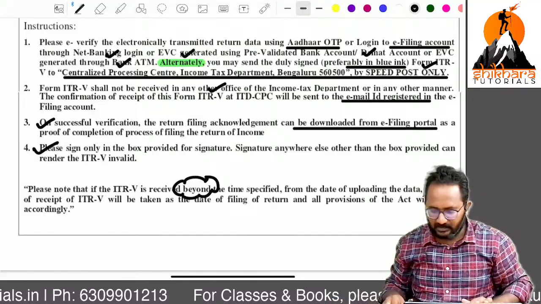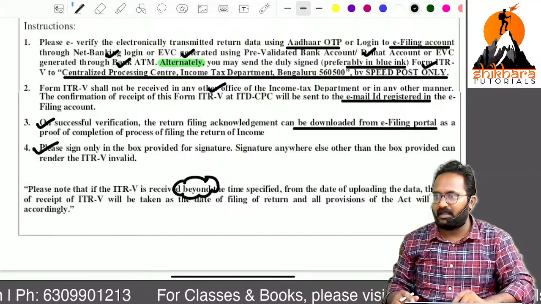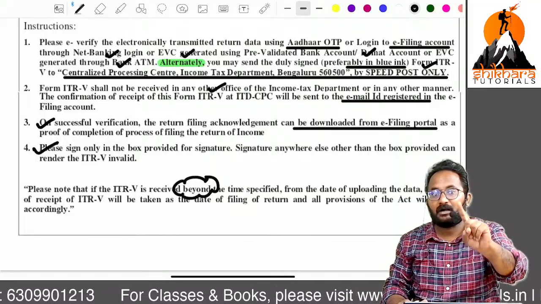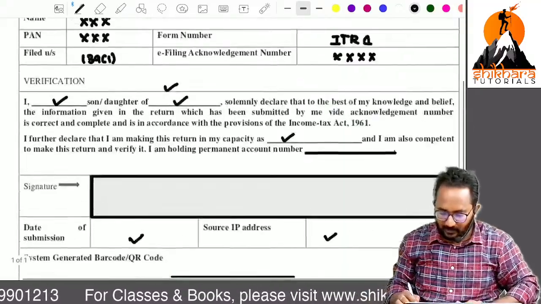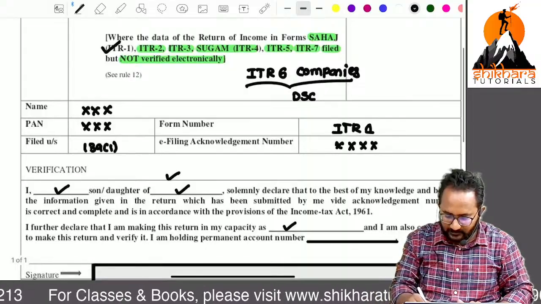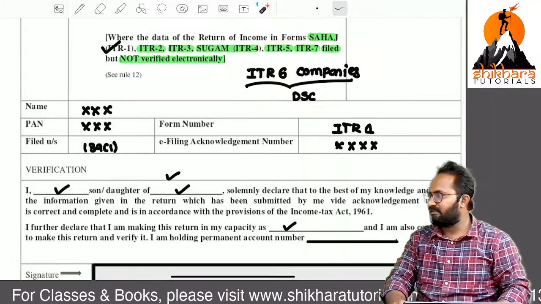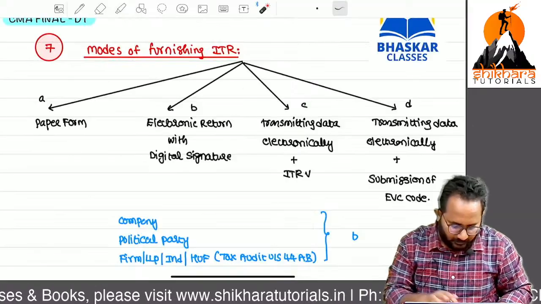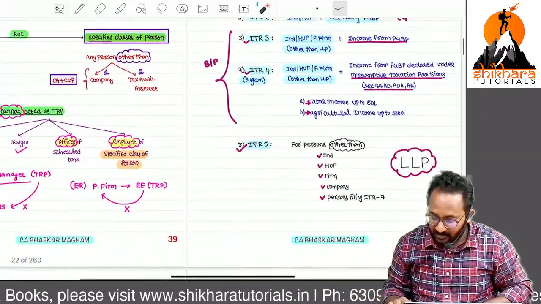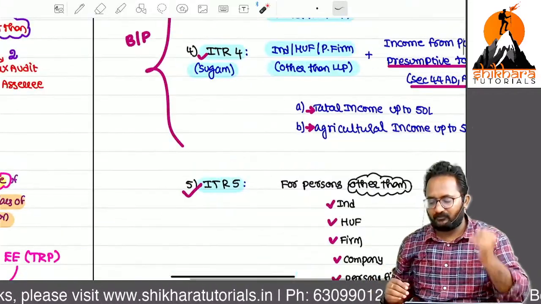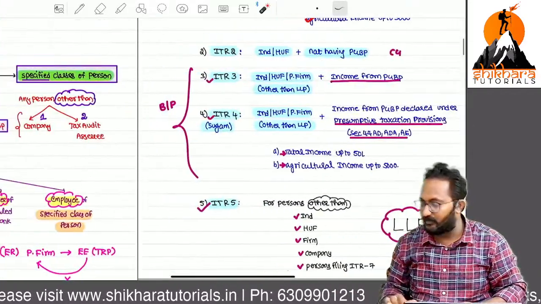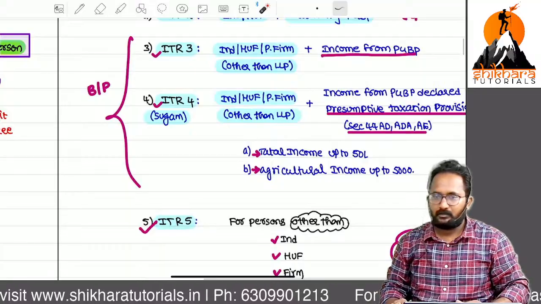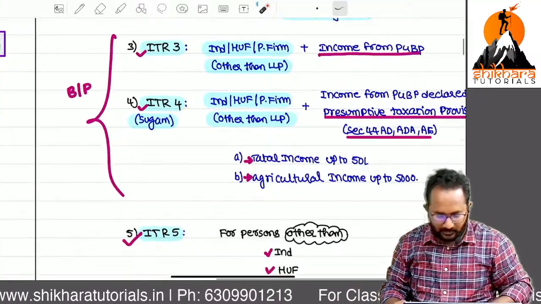Clear, ra? But ITR-V cannot be used for whom, ma? Companies. Because companies are always required to submit their returns with what, ma? Digital signature. Are you getting the clarity, ra? No. I will ask a few questions with respect to the ITR forms, ma. Then we can go. LLP can file the return of income by using which form, ma? ITR-V. Oh, sorry, ITR-5, sorry, ra.